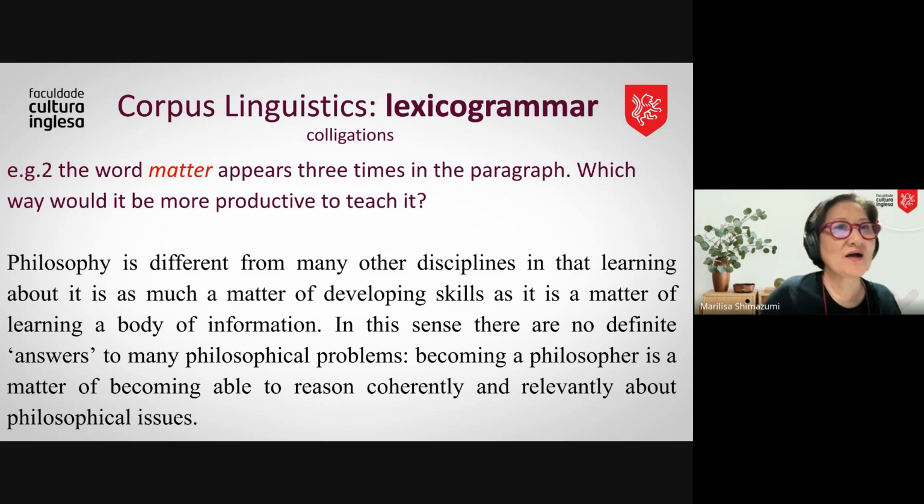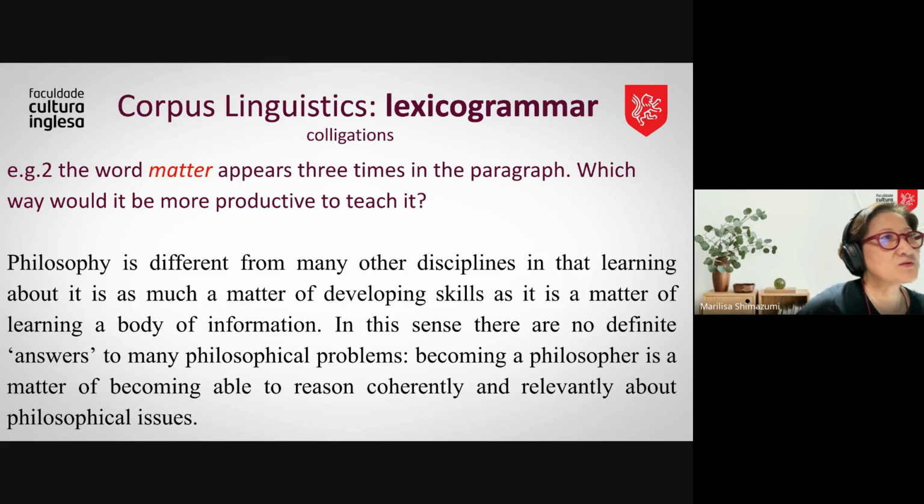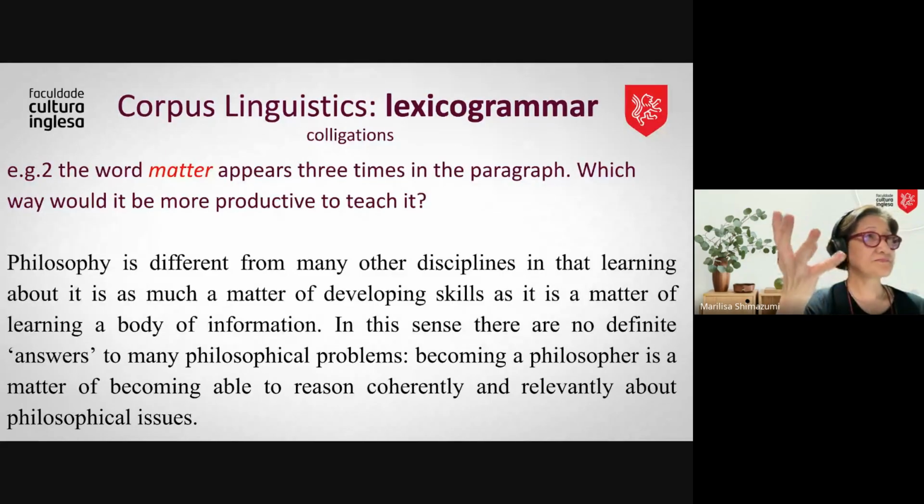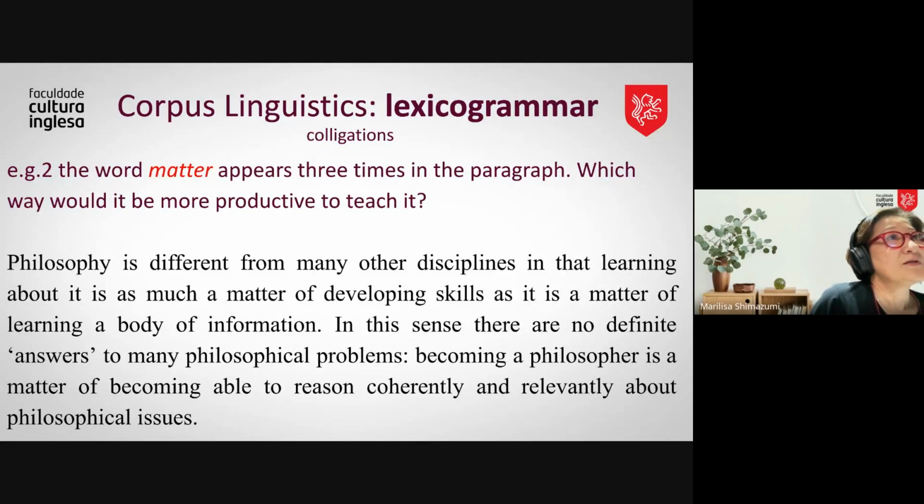I think it's time for you to interact a bit with me. Have a look at this text. It was taken from a real text. It's about philosophy. You English teachers, the word matter appears 3 times in the paragraph. Which way would it be more productive to teach it? I'm going to give you a few seconds to read this text. Try to find the word matter. How is it used, please? And how would we teach it?